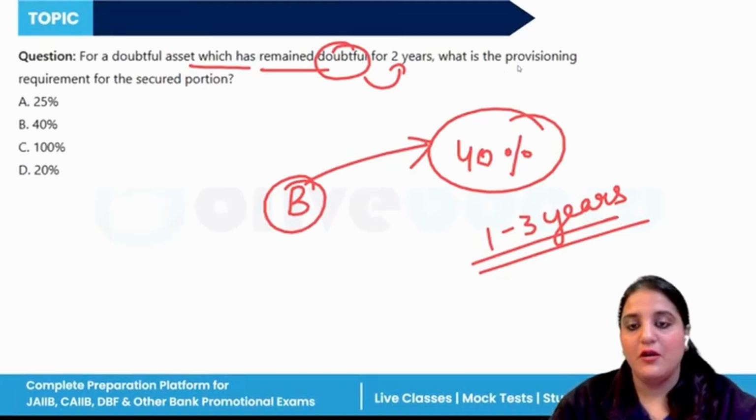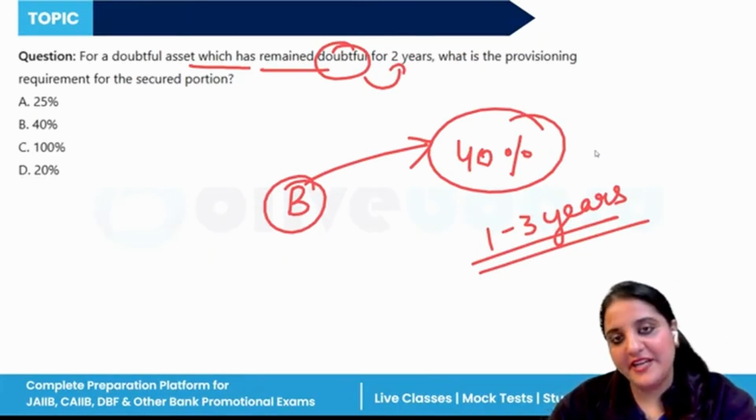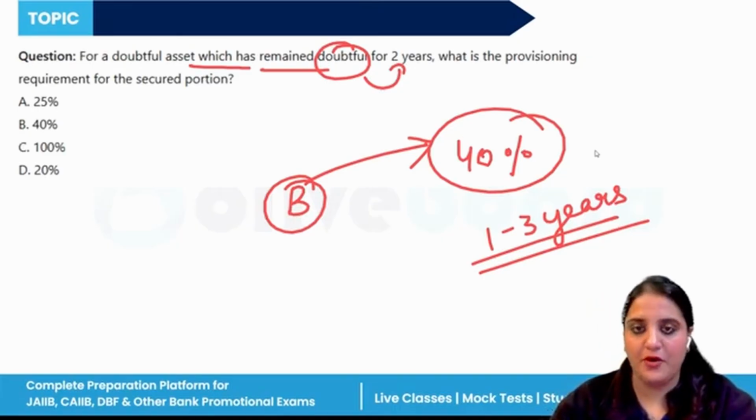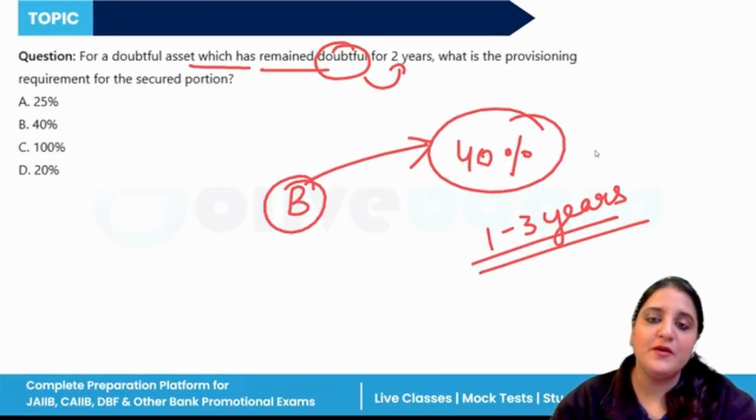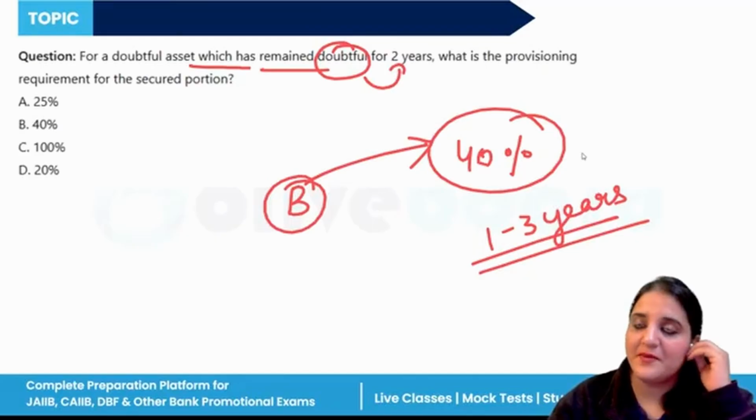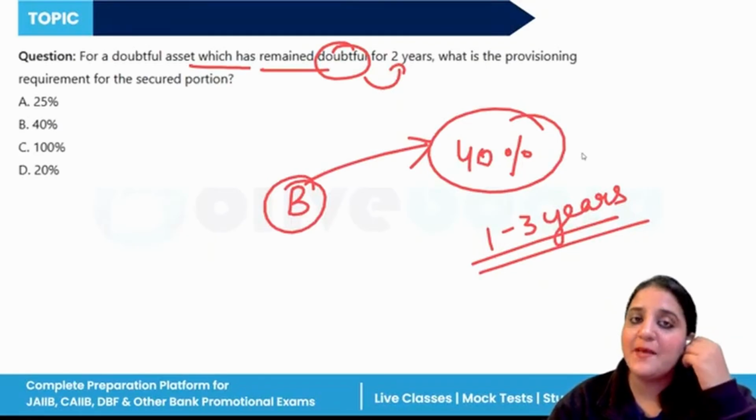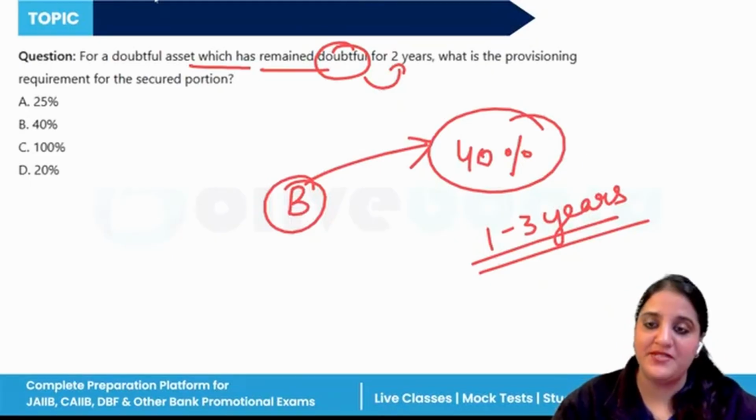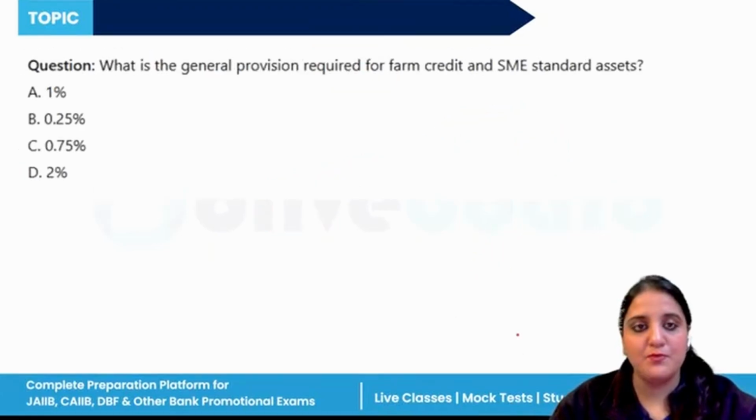So basically, an NPA can become standard after clearing all the arrears and the monitoring period. In an MSME account, upgradation after 1 year of satisfactory performance is possible. In the case of a large account, they have to meet repayment and performance criteria. In the case of provisioning norms, loss requires 100% provision. Doubtful requires 25 to 100% provision, and substandard requires 20 to 25% provision. So now with this, let's move to the next question.